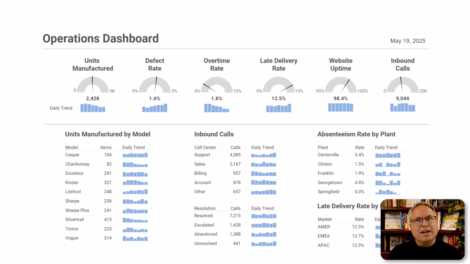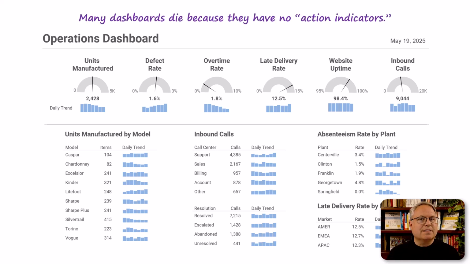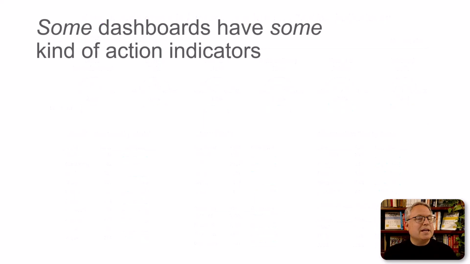Virtually never, right? And so for that reason, in fact, a dashboard like this, I think, is almost certainly going to die, right? To most users, most of the numbers are kind of meaningless. They don't know if they're good or bad. They need some help, essentially. And so, like I said, most dashboards that I encounter in the wild are like this, but there are maybe 10 or 20% that have some kind of action indicators on them.